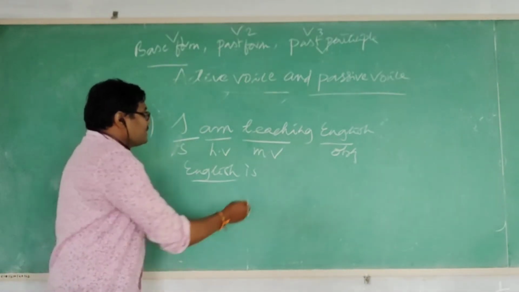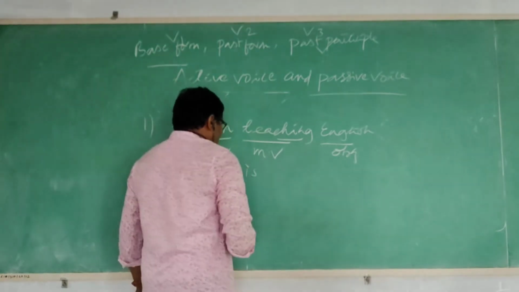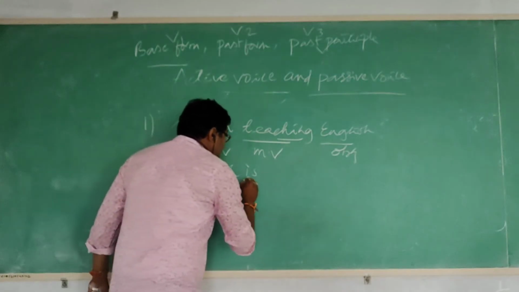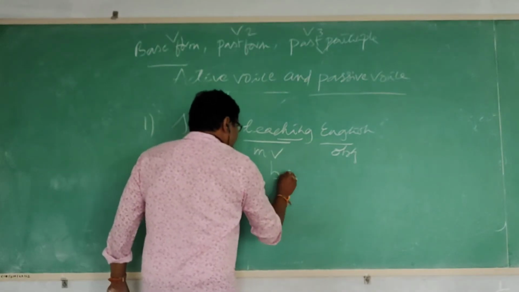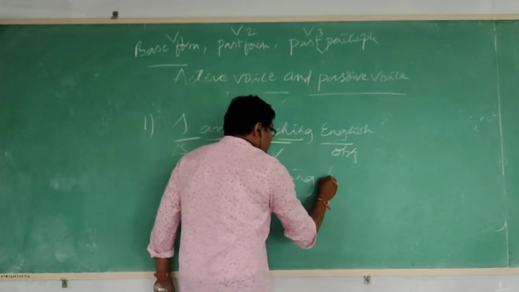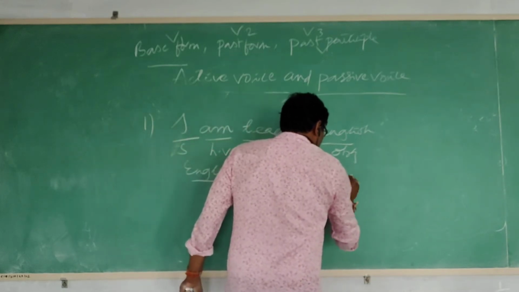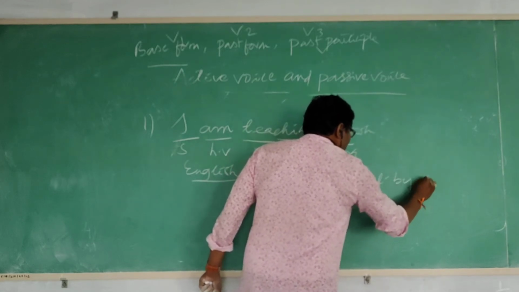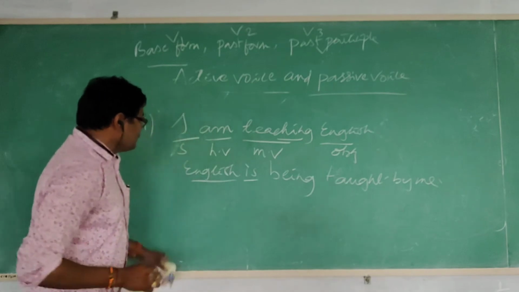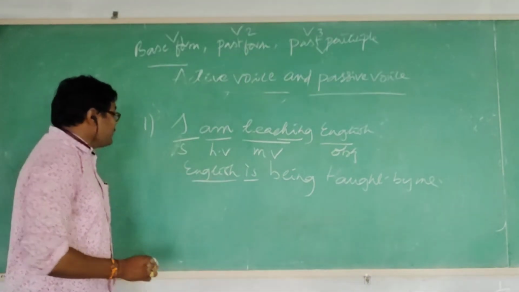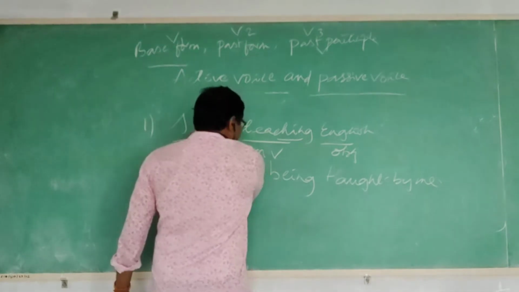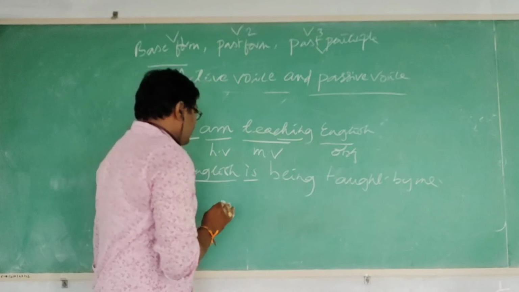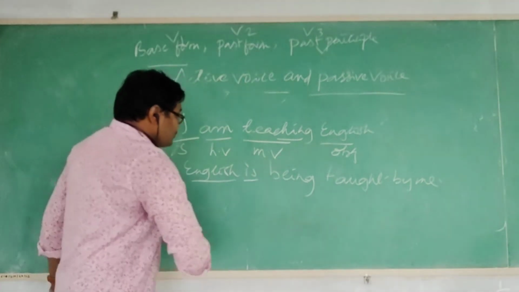When there is an ing form in active voice, we have to use being, and this being should be followed by the helping verb. English is being taught by me. Here you can see I became me, and teach became taught. English is being taught by me.